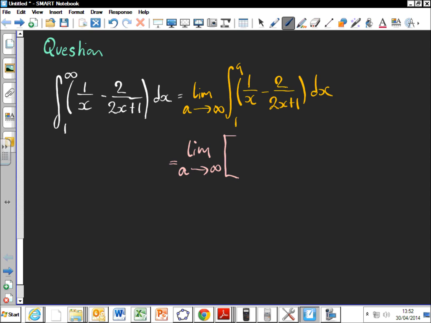1 over x, what does that integrate to? And this one? Minus, yeah. The top is the differentiation of the bottom, so it's ln of 2x plus 1, yeah. Excellent. Okay, and I'm going to sub in a and 1.